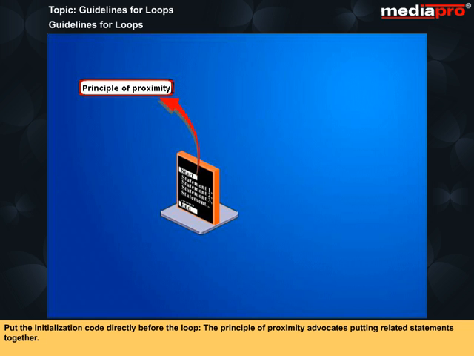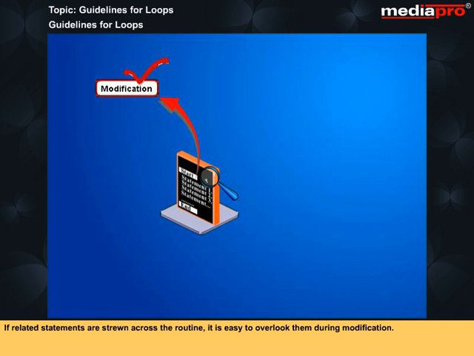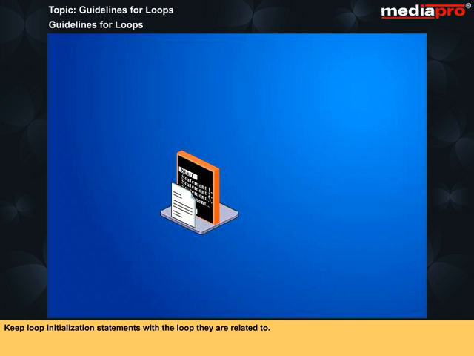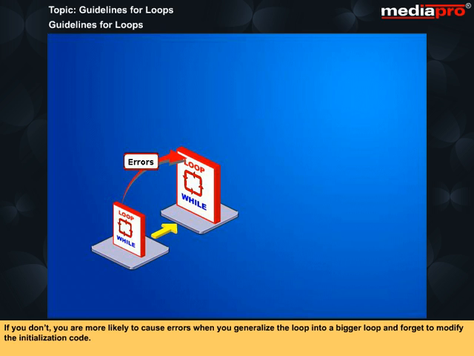Put the initialization code directly before the loop. The principle of proximity advocates putting related statements together. If related statements are strewn across the routine, it is easy to overlook them during modification. If related statements are kept together, it is easier to avoid errors during modification. Keep loop initialization statements with the loop they are related to. If you don't, you're more likely to cause errors when you generalize the loop into a bigger loop and forget to modify the initialization code.